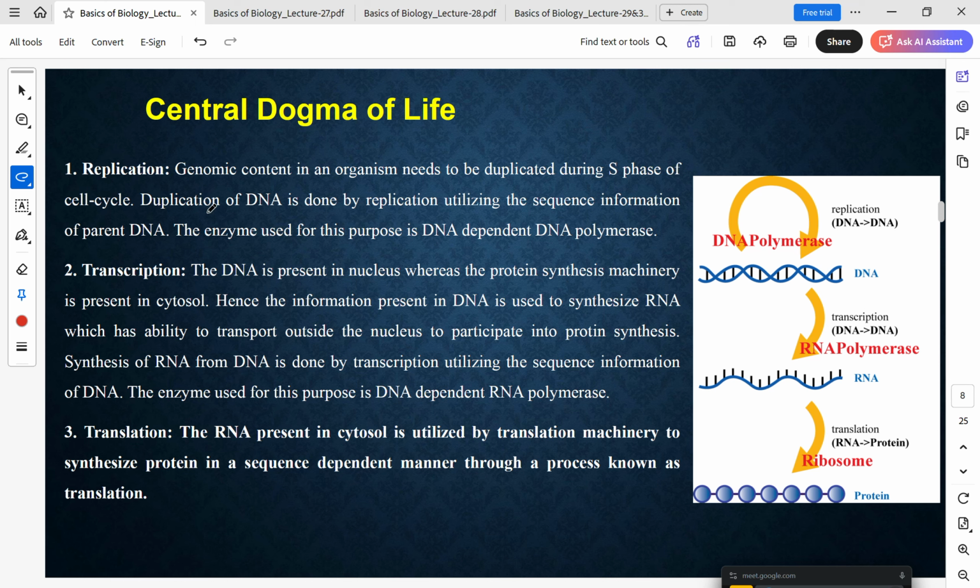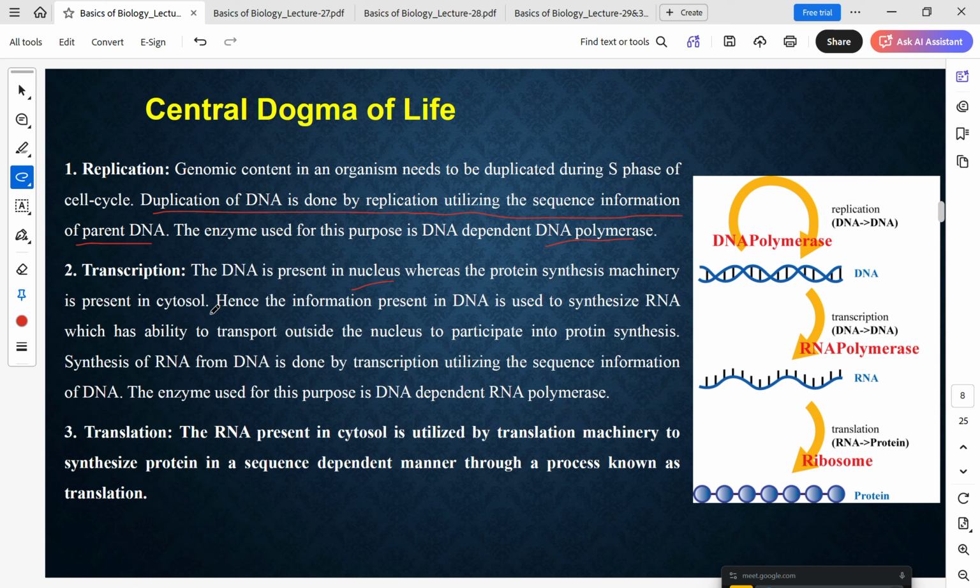The central dogma of life has three major parts: replication, transcription, and translation. Replication happens within the S phase, where there is duplication of DNA done by utilizing the sequence information of the parent DNA, and the enzyme used is DNA polymerase. Transcription happens within the nucleus, whereas translation can happen in the cytosolic fraction or the nuclear fraction, but mostly happens in the cytosol.